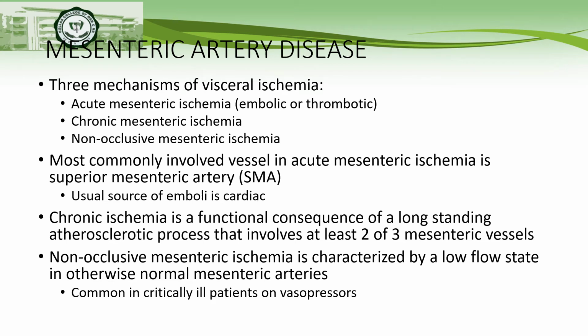There are 3 major mechanisms of visceral ischemia involving the mesenteric arteries. Number 1 is acute mesenteric ischemia, which can either be embolic or thrombotic in origin. 2, chronic mesenteric ischemia, and 3, non-occlusive mesenteric ischemia. Despite the variability of these syndromes, a common anatomic pathology is involved in these processes. The superior mesenteric artery is the most commonly involved vessel in acute mesenteric ischemia.